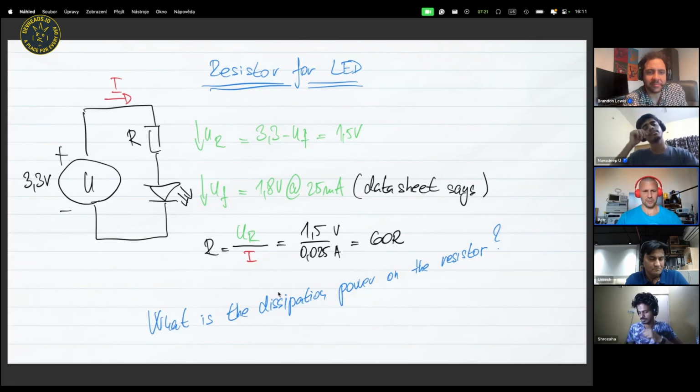Now the question is, what is the dissipation power on the resistor? Because it's quite an important thing. When you design a PCB, you must use not only the resistor symbol, but the physical device. And these days, SMT technology is very common, and those resistors can be very small. And we need to know how much power the resistor can dissipate.